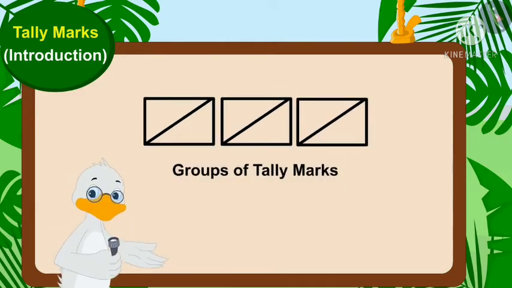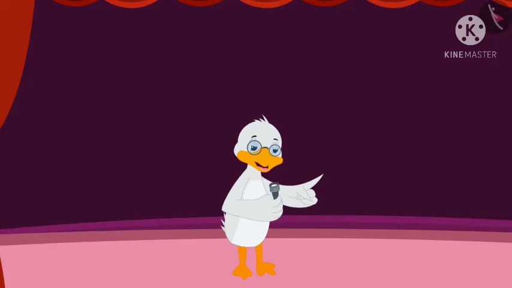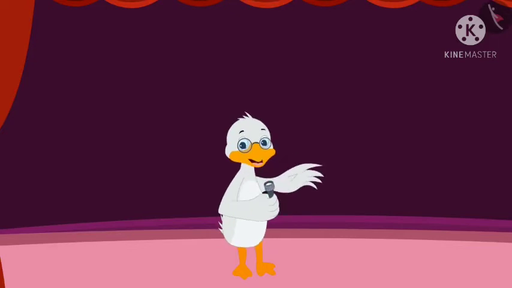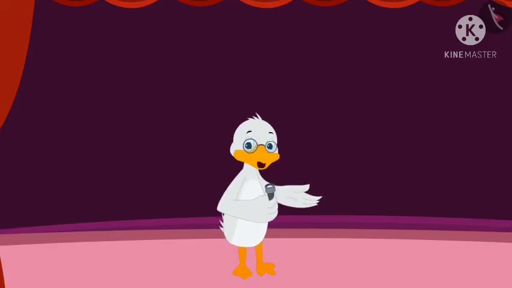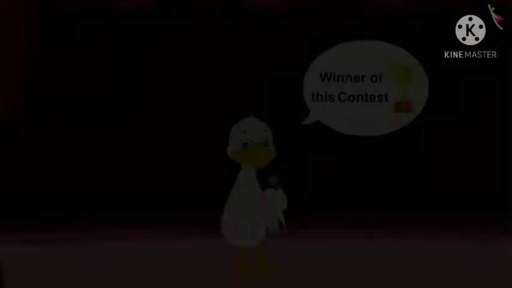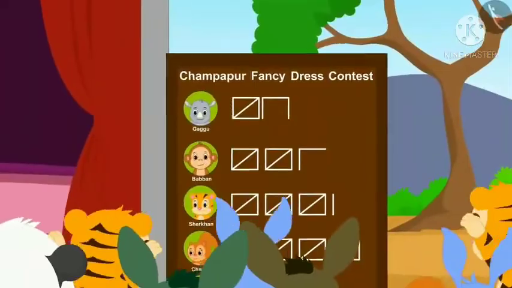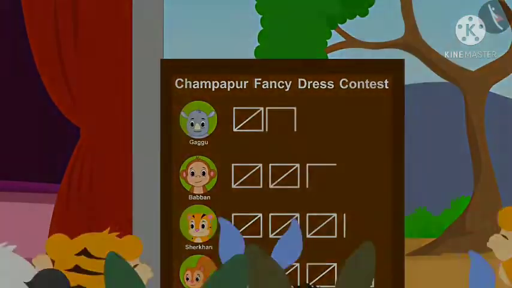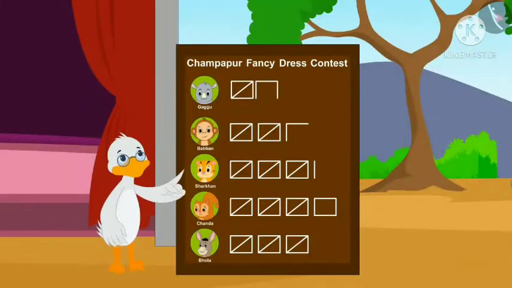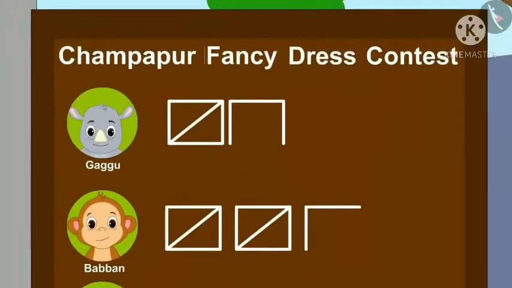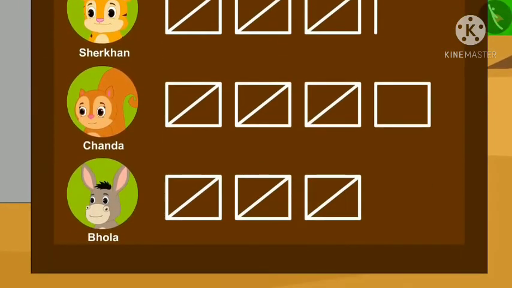At the end of the day, whoever gets the most votes will be the winner of this contest." The day is over and all the viewers have cast their votes. Now, Uncle started counting the tally marks written on the board. Let's see which contestant has got how many votes.